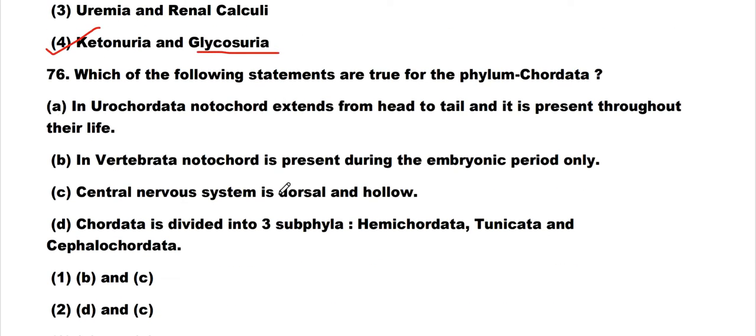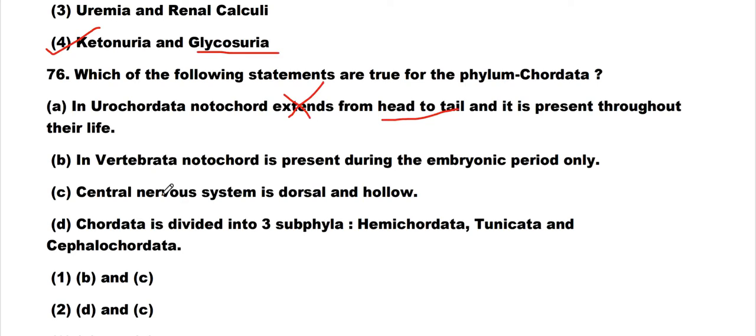Next, question number 76. Which of the following statements are true for phylum Chordata? Fine. So phylum Chordata are those with notochord, nerve cord, pharyngeal gill slits, and post-anal tail in one or other stage in the life history. So let us take up these statements. First, in Urochordata, notochord extends from head to tail. This is wrong. In Urochordates, notochord is present only in the tail of the larva.